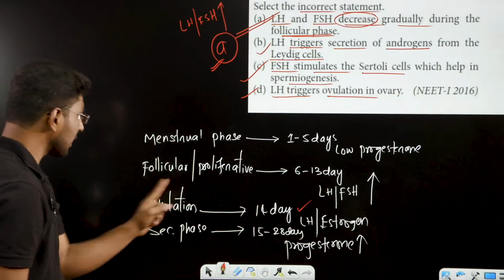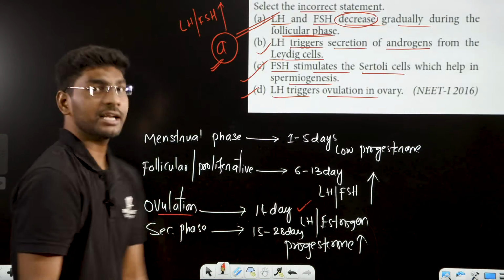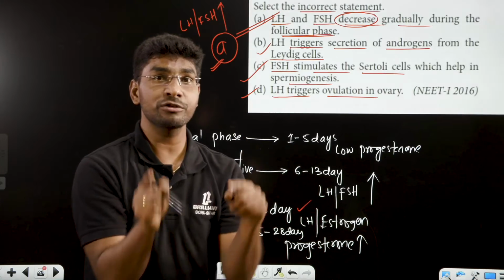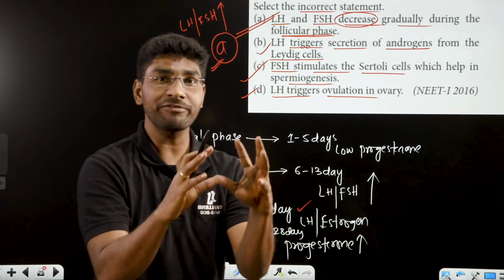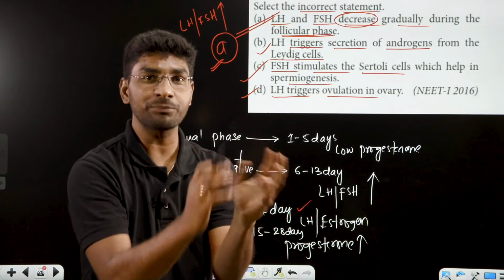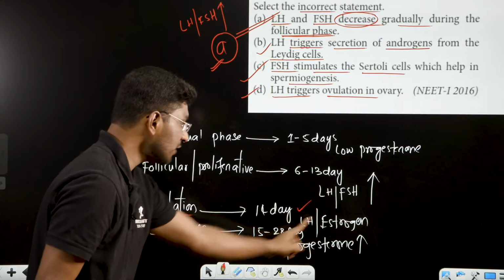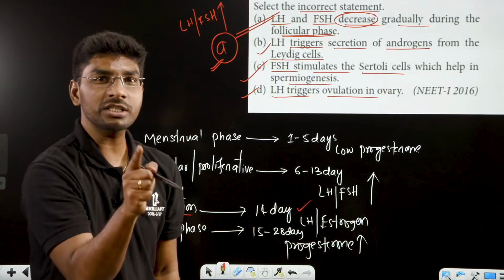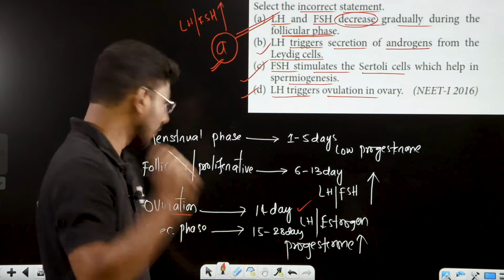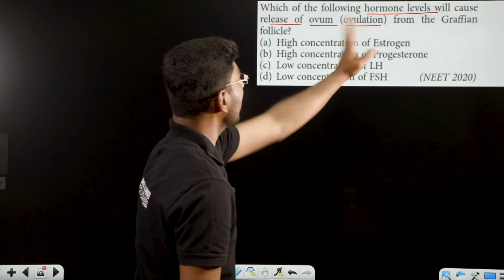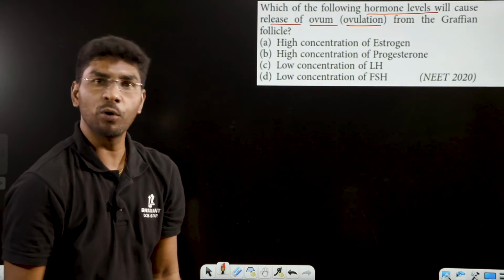Look at the previous slide, ovulation. Under the influence of what does ovulation take place? The matured Graafian follicle ruptures and releases the secondary oocyte, the ovum. We have seen LH and estrogen, but in the question LH is not given, students. The question asks under which hormone's influence ovulation takes place.